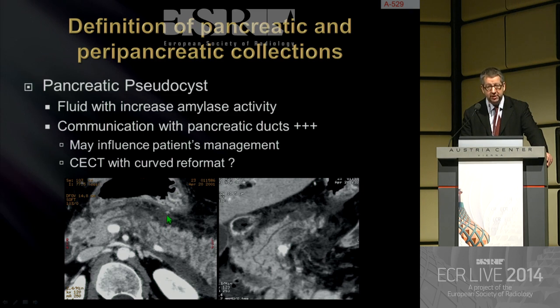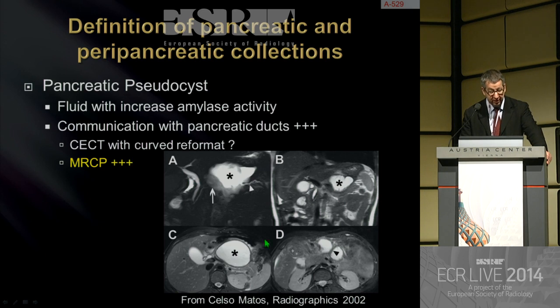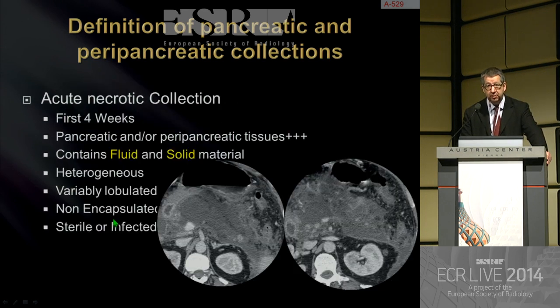So if you have to assess the ducts in acute pancreatitis, and you should assess the duct, even though the new Atlanta classification does not ask for it in a regular situation for every patient, you should use MR. And that nice example from the paper of Celso in Radiographics 10 years ago perfectly shows that disruption and communication between the main pancreatic duct, using secretin, and that pseudocyst, which is clearly shown here on the HASTE sequence. So, of course, MRCP for assessment of the duct and disruption.